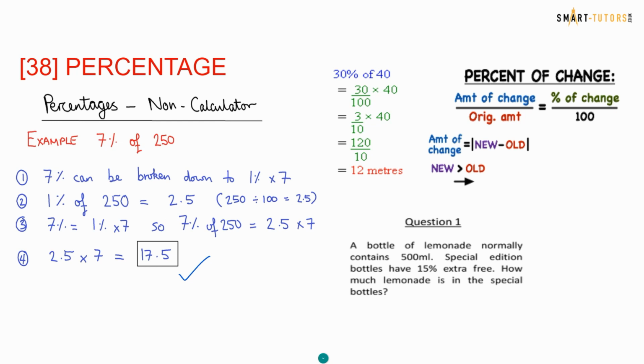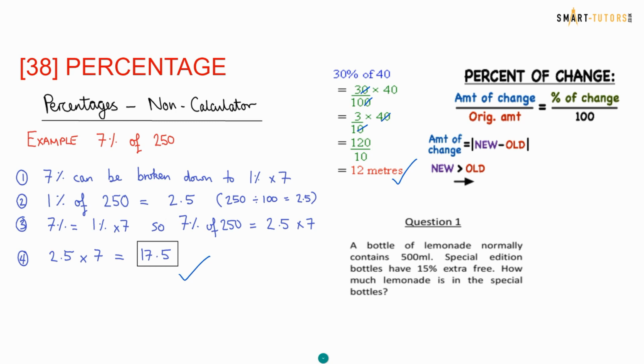So in the other method, 30% of 40, you can write 30 over 100 times 40. You cut the 0 and you cut the 0. So you become 3 over 10 times 40. Then you cut the 0, 3 times 4 is 12, and you straight away know the answer, 12.